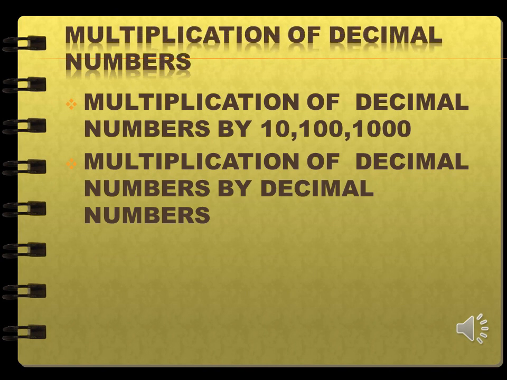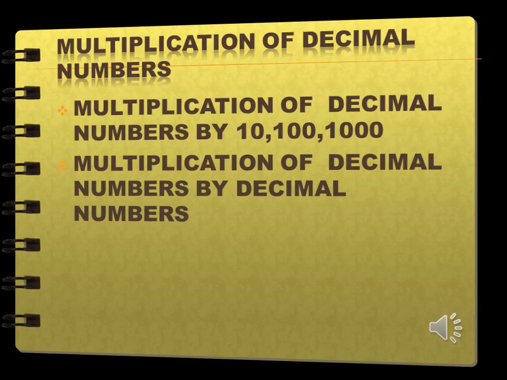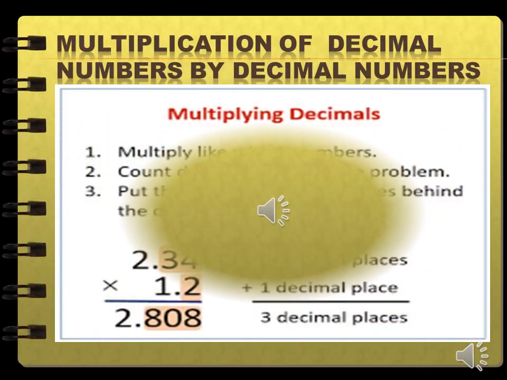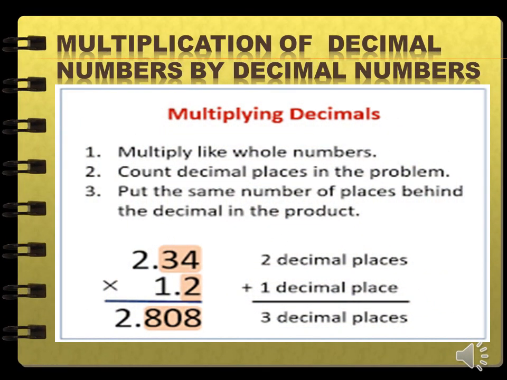Multiplication of decimal numbers. Now we will learn multiplication of a decimal number by a decimal number. Let's see how to multiply a decimal number by a decimal number. As shown on the screen, you can see 2.34 is being multiplied by 1 by 2. Forget about the decimals. Just find the product of 234 by 12.